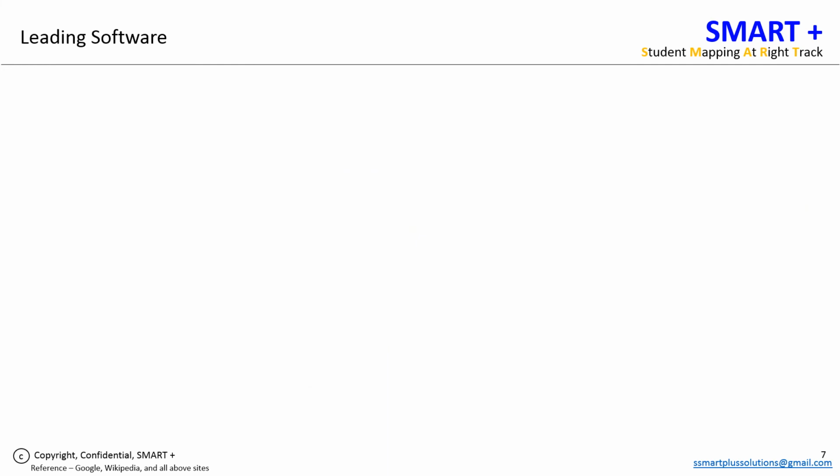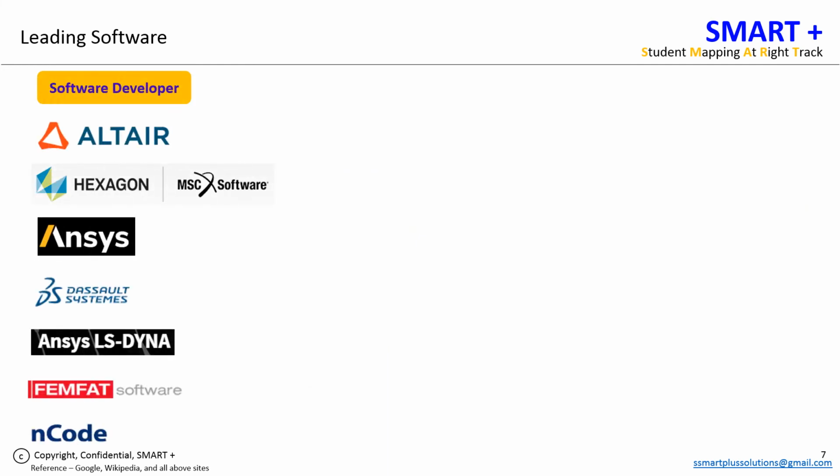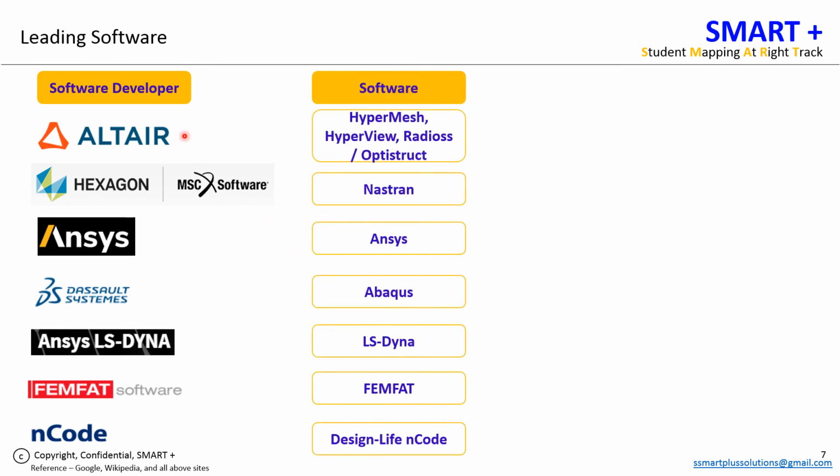Then what are the leading software in CAE? Altair is there. Altair is generally used for meshing: it is HyperMesh. HyperView is for post-processing, OptiStruct for optimization, and Radioss is a solver. Then MSC software, Nastran, is used for analysis purposes. ANSYS, then Abaqus from Dassault Systemes, LS-DYNA, the FEMFAT software is there, and nCode is there.